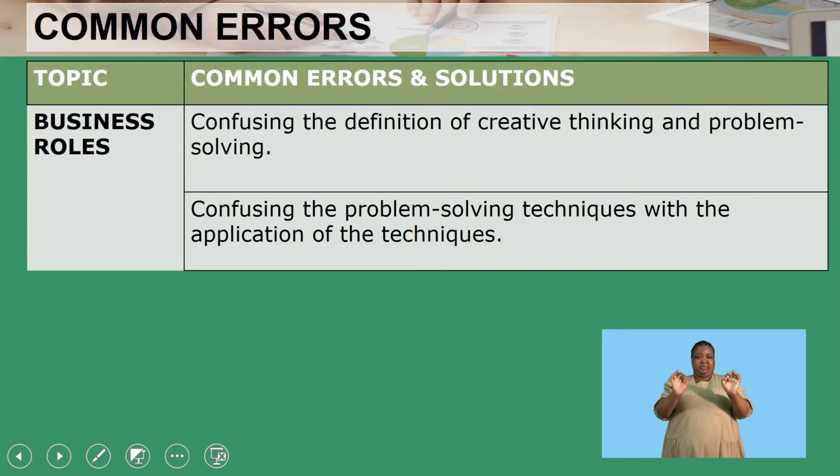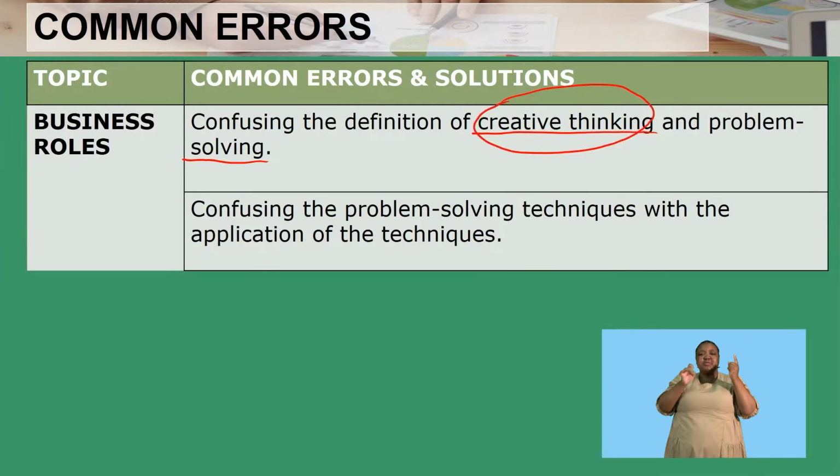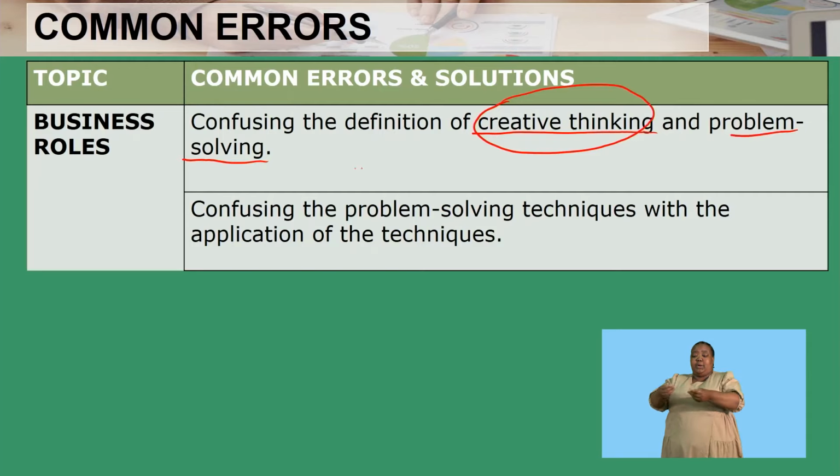Let us then look at the common errors. Now, it is very evident when we check that most of the time there is a confusion that happens between creative thinking and problem solving. Now, it is very important for you grade 11s to remember that when we are speaking about creative thinking, we are referring to coming up with new ideas that someone else has never thought of before. But when we look at problem solving, we are having a situation, then we need to look at ways in which we can come up with ideas to solve that particular problem.